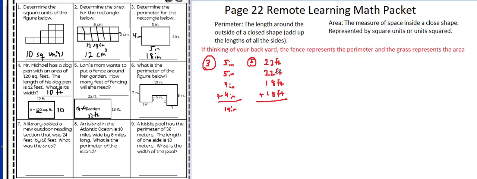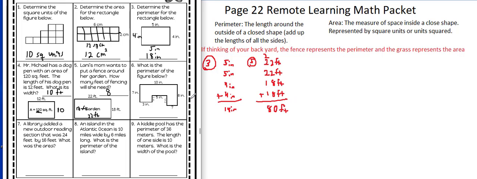So 1, 2, 3, 4 plus 8 is 12, plus 8 more is 20. So I carry my 2. 1, 2, 3, 4, 5, 6, 7, 8. So how much fence will she need? She'll need it to go all around the outside. So she will need 80 feet.